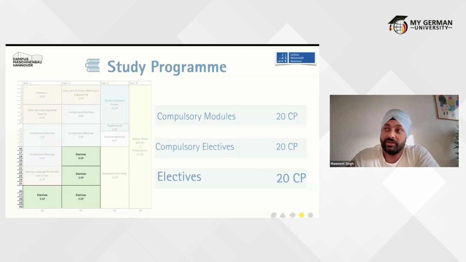So the thing is that in a master program, mostly students start building their profile based on which field they want to go, or which industry they want to go, or which research field they want to go. So that's why you always have an option to choose the modules which you want to take.